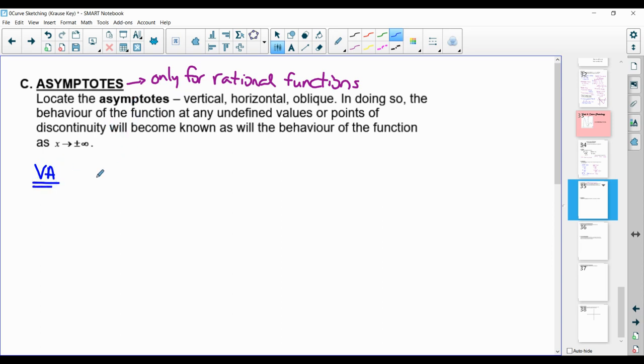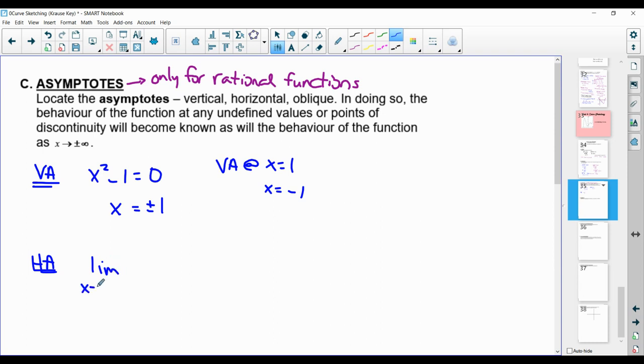So we've already looked at this before. We're going to take our denominator, look for our NPVs. x squared minus 1 equals 0, so x equals plus or minus 1. And we're taking that from our domain before. So that means we have a vertical asymptote at x equals 1 and a vertical asymptote at x equals negative 1.